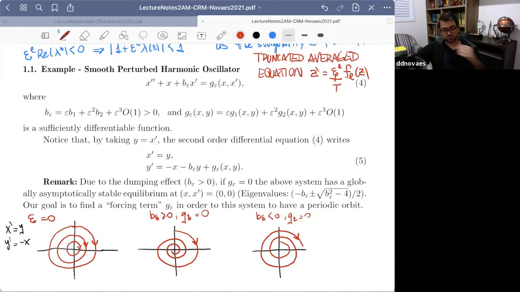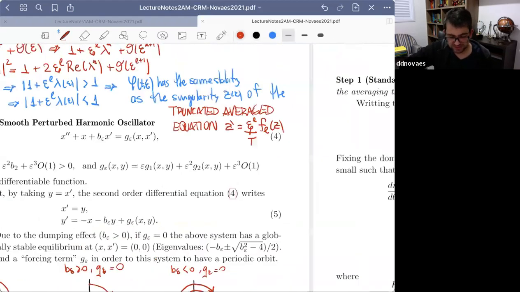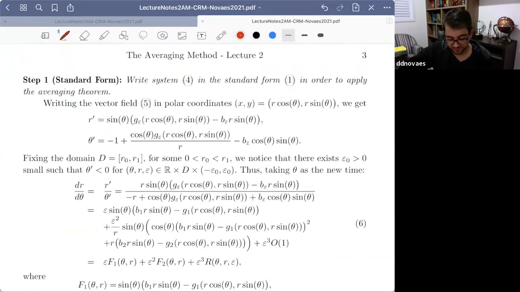Okay, so the idea here is to find functions g epsilon in order to produce limit cycles for this system. Okay, so let us start. I'm going to show the steps we have to follow in order to apply the averaging method for studying this kind of problem.